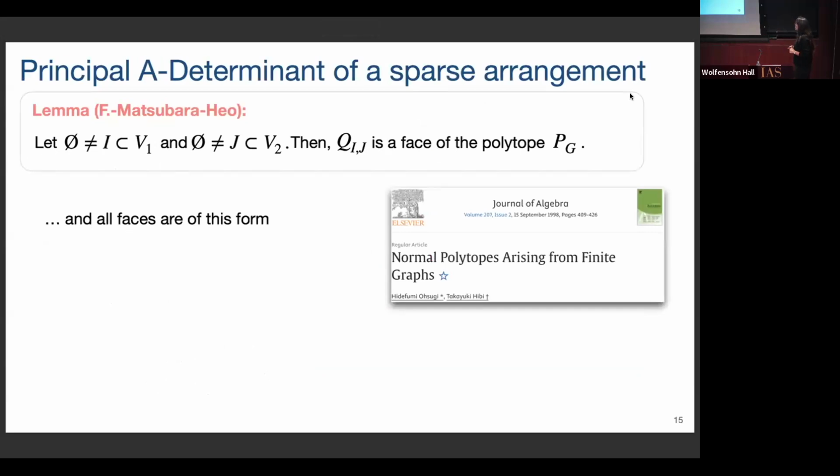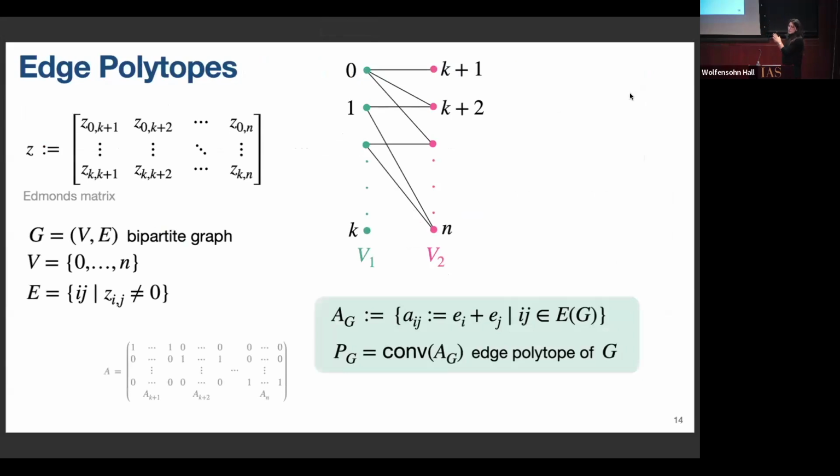So what you need to know is the combinatorial structure of the faces of this polytope. And basically, you can prove that whenever you take a non-empty set of vertices of V1 and a non-empty set of V2, then the face of the polytope is precisely described by that subgraph. And moreover, all of the faces are precisely of this form. So there is a correspondence between subgraphs of the bipartite graph and the faces. These results for complete bipartite graphs were known and proven by Ohsugi and Hibi. And in this context, the first example I showed, where you had the matrix with all non-zero entries, just corresponds to complete bipartite graphs.